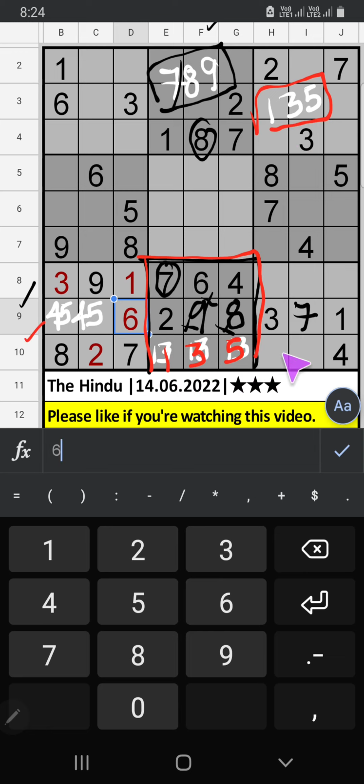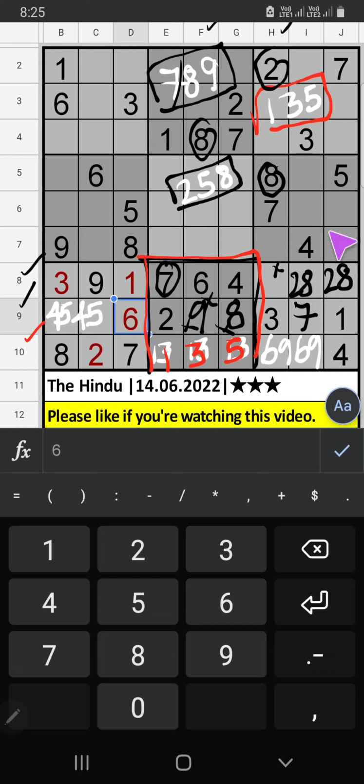10th row, 2 numbers are remaining, 6 and 9. It will come in one of the two cells. We will confirm later. 8th row, 3 numbers are remaining: 2, 5, 8. Column H, we have 2 and 8. So 2 and 8 can't come in this cell. It will come in one of the two cells. We will confirm later. Then only one number is remaining, 5. 5 is confirmed here.